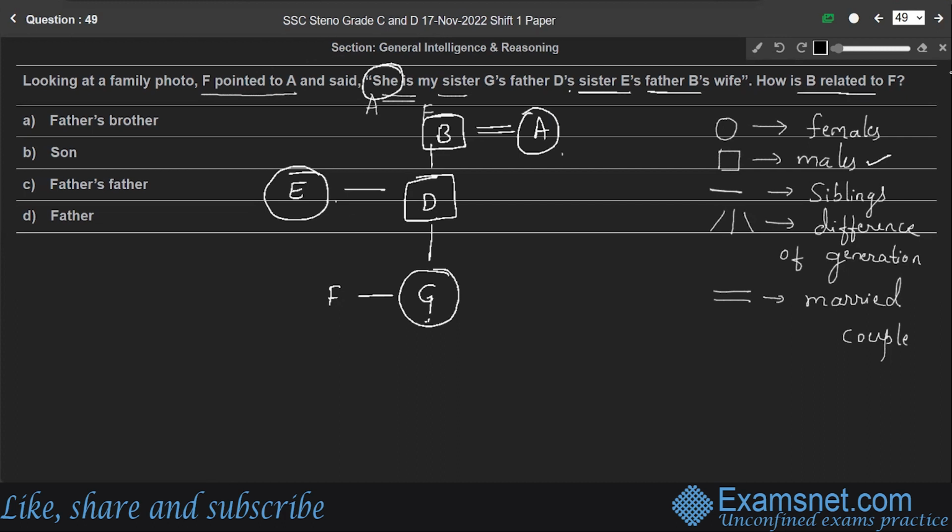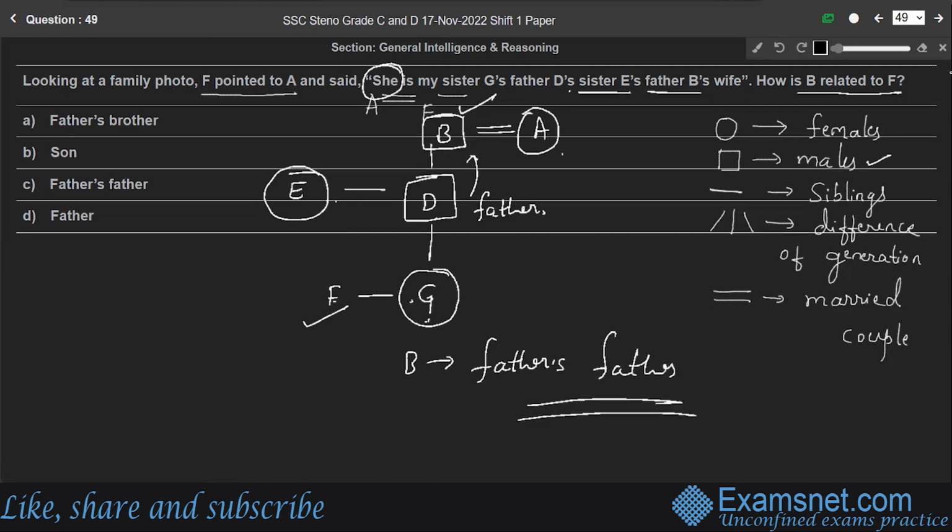Now, how is B related to F? To F, B becomes father's father. Since F and G are siblings, their father is D, and D's father is B. Therefore, to F, B becomes father's father, meaning grandfather. Therefore, look at the options. Option C is the right answer.